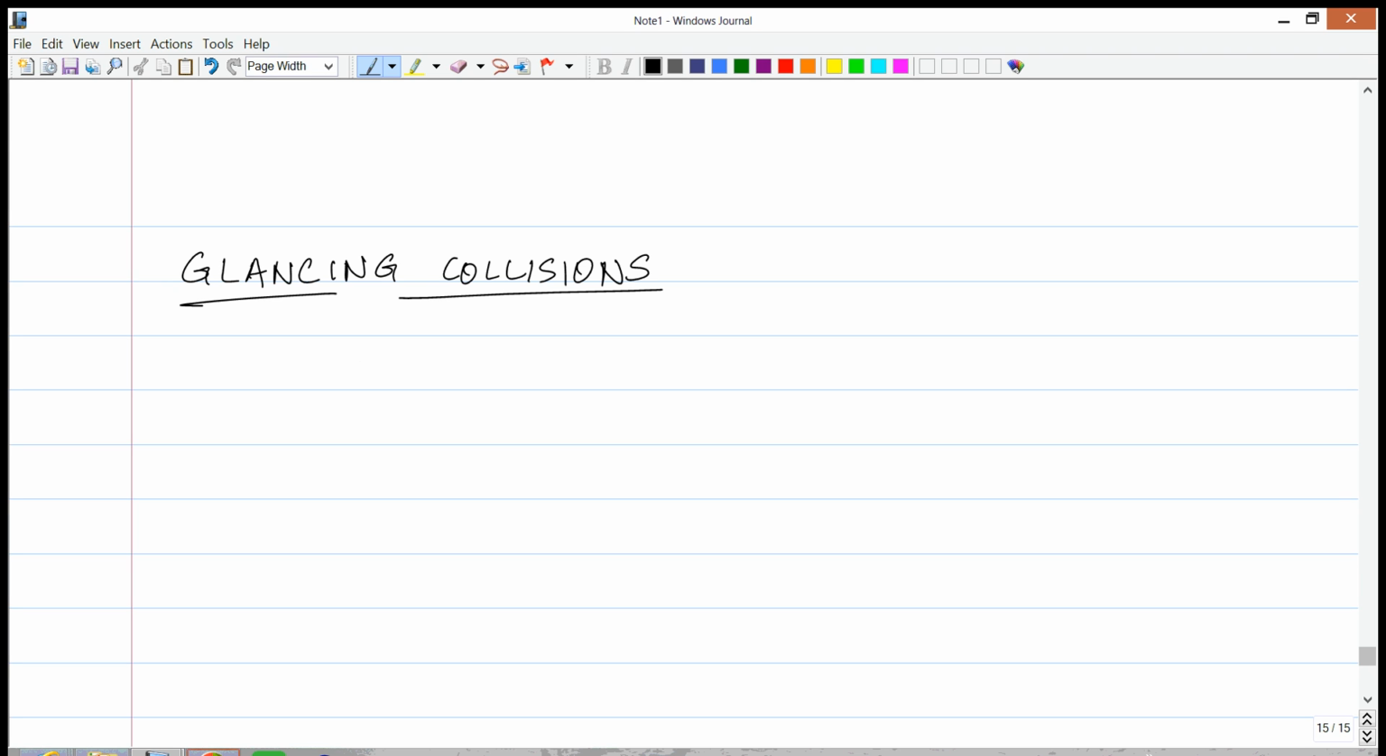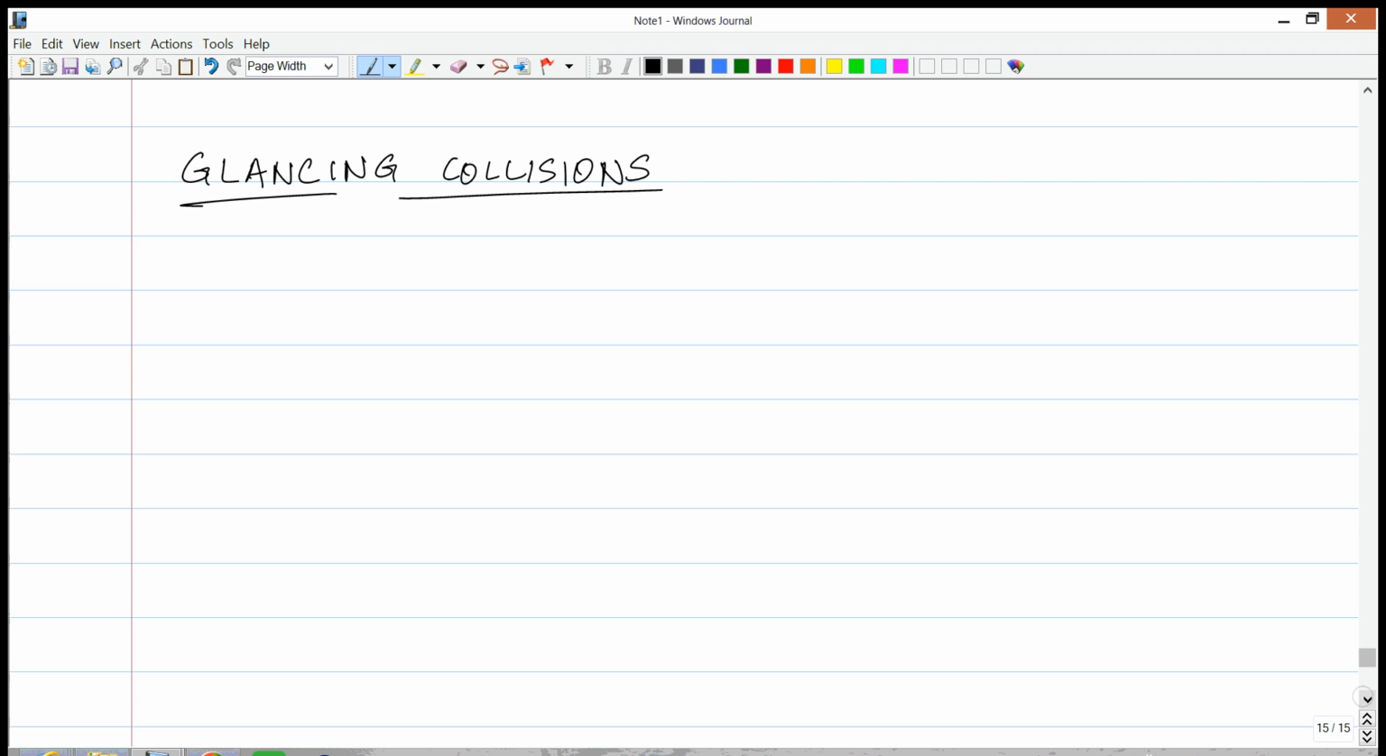Let us now introduce glancing collisions in this video. All the collisions that we've looked at so far were head-on collisions. They were all happening in one dimension. An object would come and move in one direction, collide with a second object moving in another direction, and then they would continue to move.